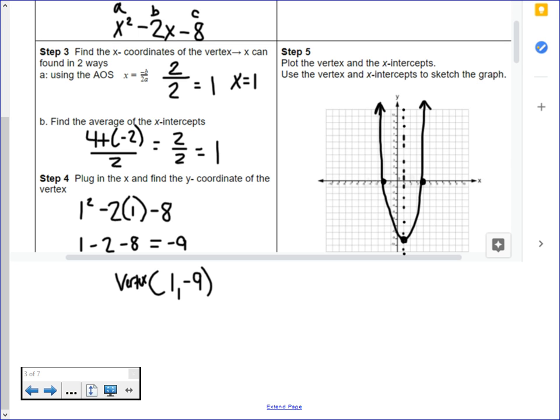You can also graph your y-intercept if you would like. Your y-intercept is whatever c is, so it'd be 0, and your c is -8. So you should have a point at (0, -8). And then you can also graph the reflection of that.